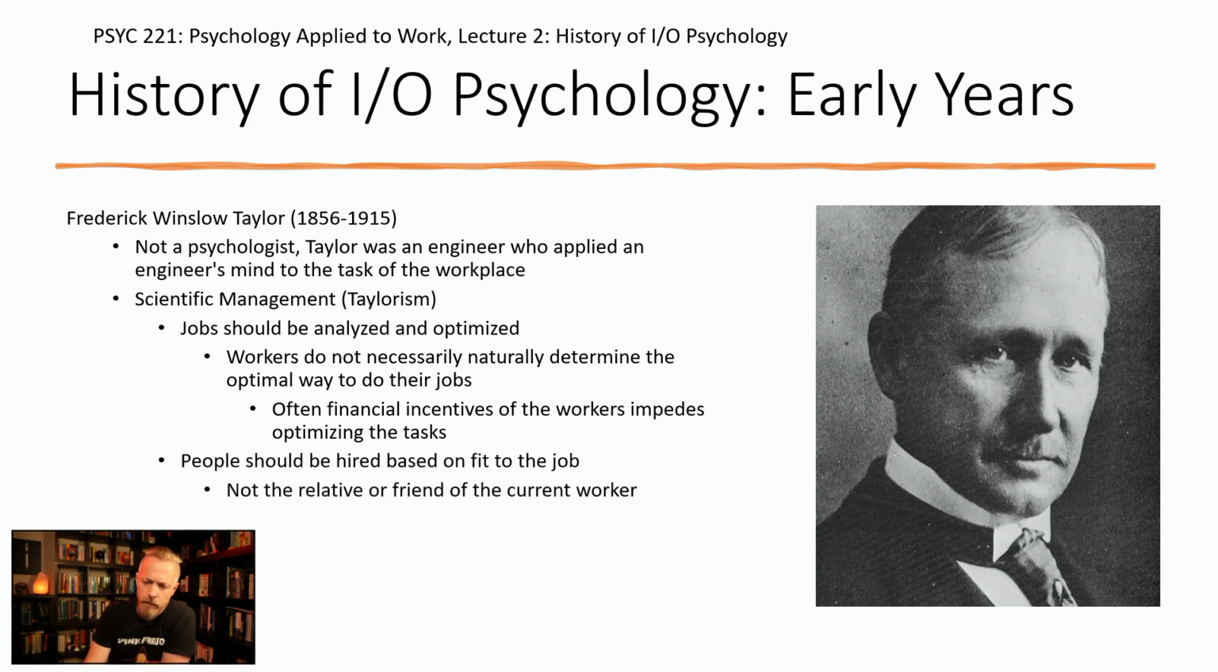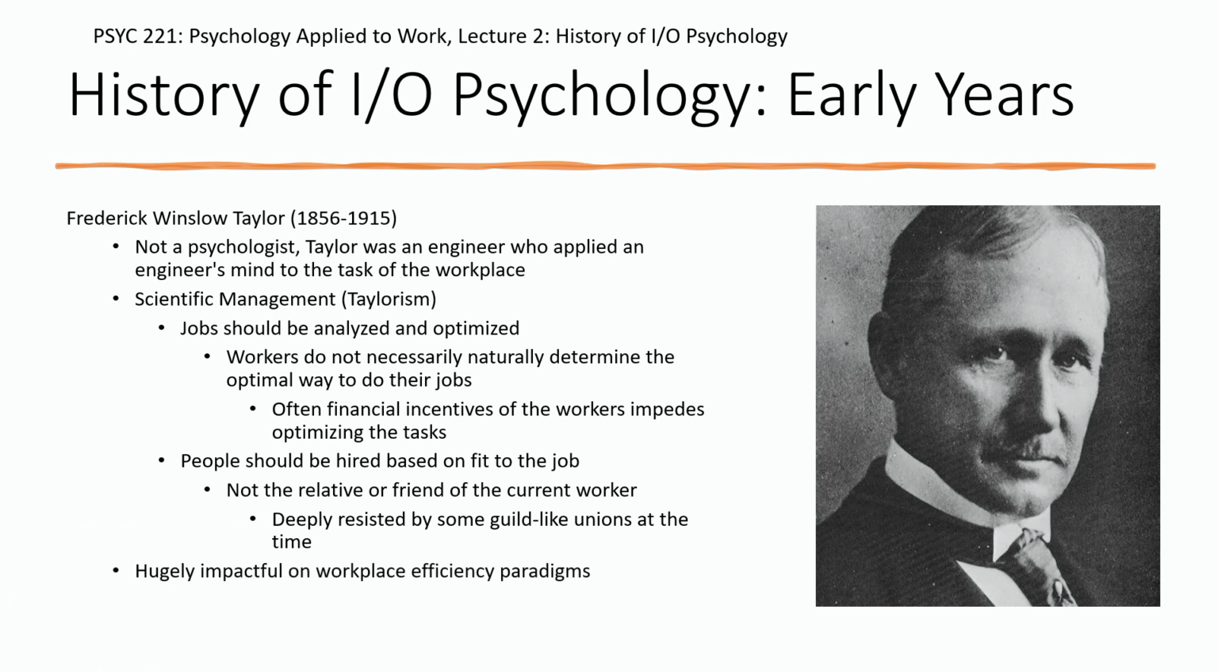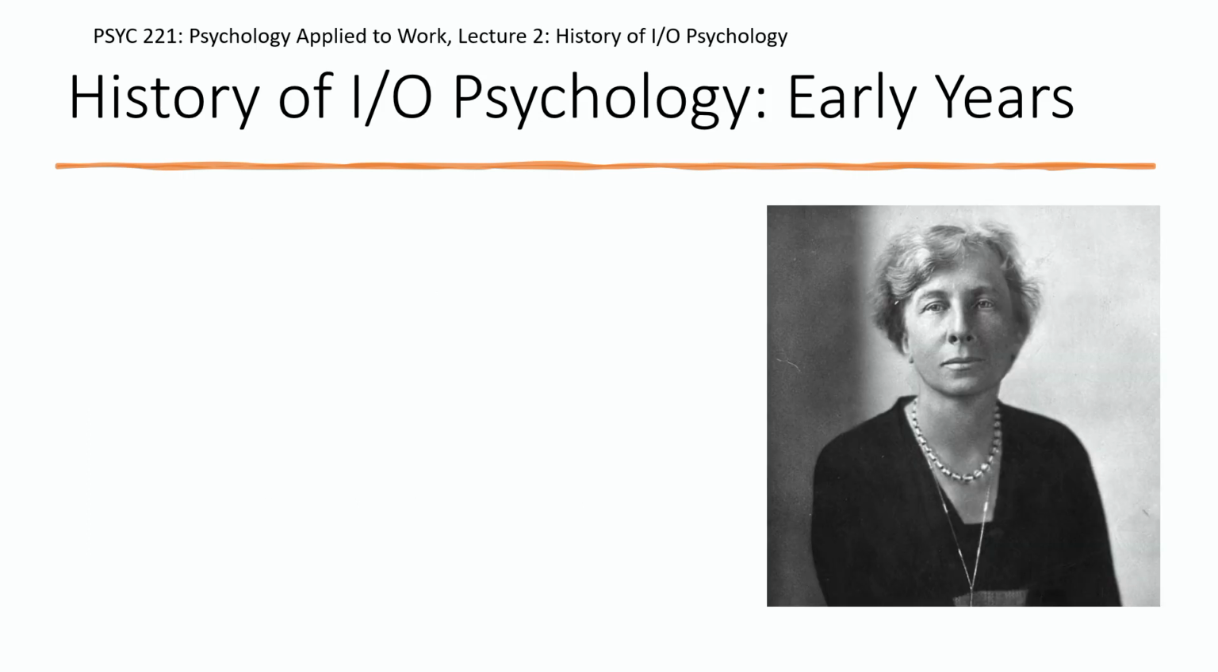There was a time with unions that were more guild-like, where nepotism was extremely common. You had your job and you always made sure that your son got the job, or your cousin or a friend. One of the things that Taylorism did was push against that, and basically said that the people who are actually fit for the job should get the job. Obviously that wasn't something that everybody liked. And Taylorism was and remains hugely influential.